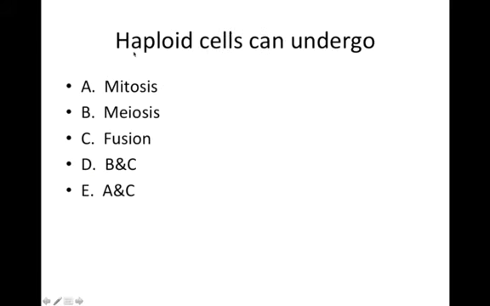Oh, another way to ask this would be, haploid cells can undergo mitosis, meiosis, fusion: B and C, or A and C. Go ahead and pause if you'd like. Okay, well, let's think it through.